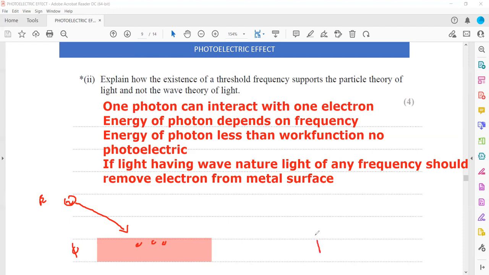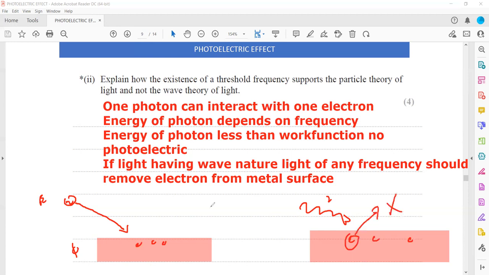But according to wave nature, what should happen? If light has a wave nature, then any energy, for example, even 2 joules or 3 joules, falls continuously on the metal. So a time should come when the electron will have sufficient energy to go out. But practically it does not happen. We observe that only photons of specific frequencies, specific energy, are able to remove the electron from the metal surface, not any photon. So that's why it supports the particle nature rather than the wave nature of light.